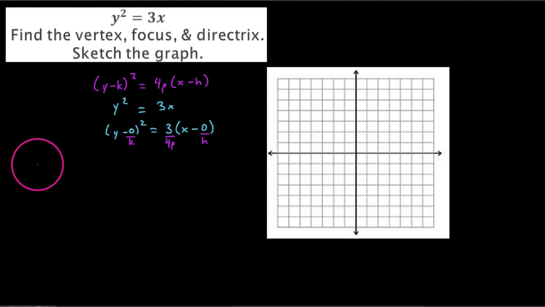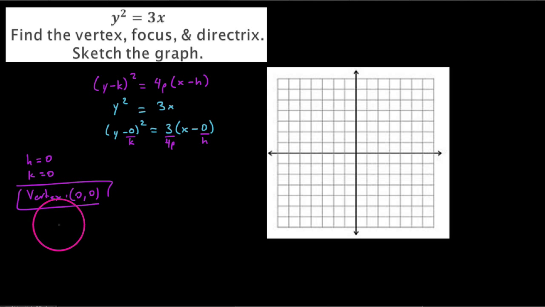So one thing that I want to make sure that we write is this. We have h equals 0, k equals 0. So our vertex of our parabola is at the point 0, 0. So we've already found the vertex here. Let's go ahead and list that.